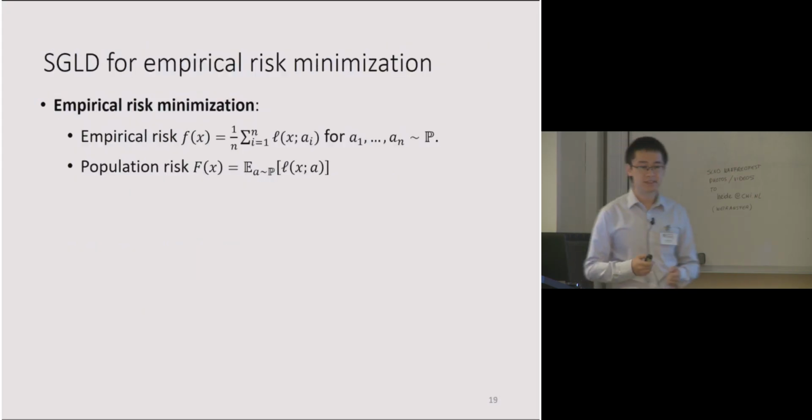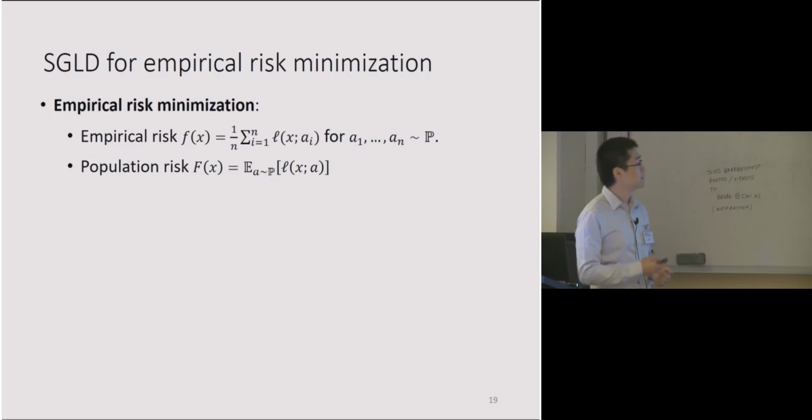The last slide doesn't specify any concrete form for the proxy function. But for empirical risk minimization, it's natural to imagine that the objective function is the empirical risk, and the proxy function is the population risk.